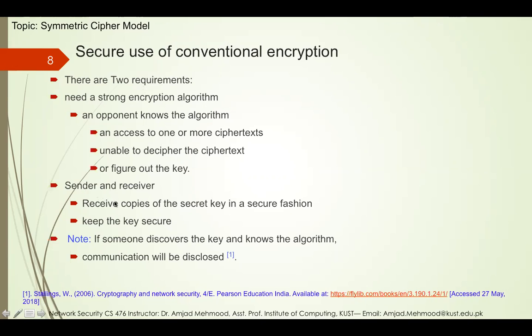And the second requirement is that the key must travel over some secure channel or in some secure fashion, so that it cannot be accessed by an intruder or a malicious user. Because if someone recovers the key and knows the algorithm, the communication will be disclosed. So this will be more dangerous for the communication model.